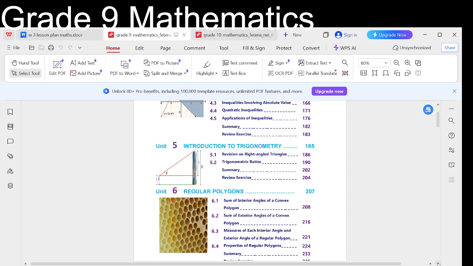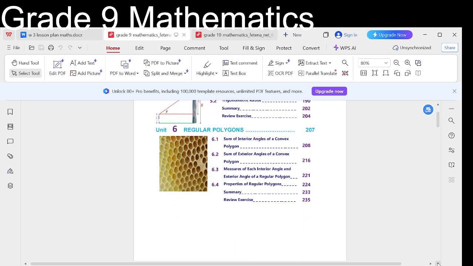In this unit we try to see the interior angles of a convex polygon, exterior angles of a convex polygon, measurements of each interior angle and exterior angle, and also properties of a regular polygon.